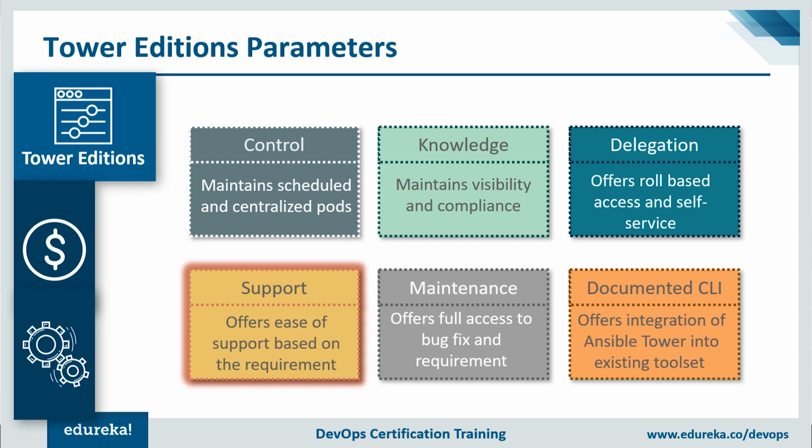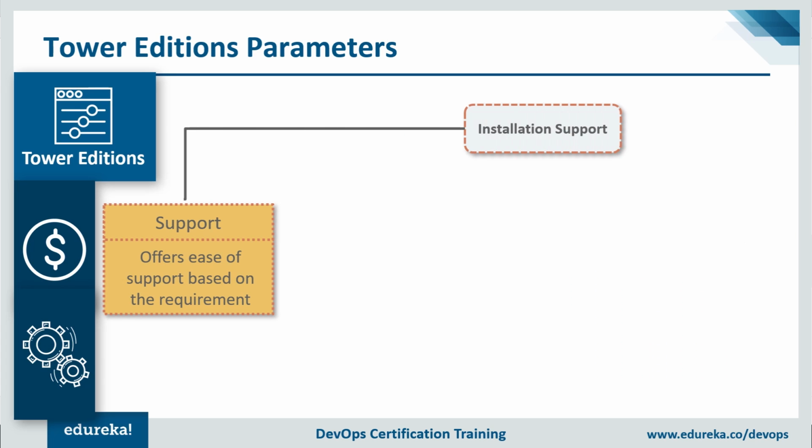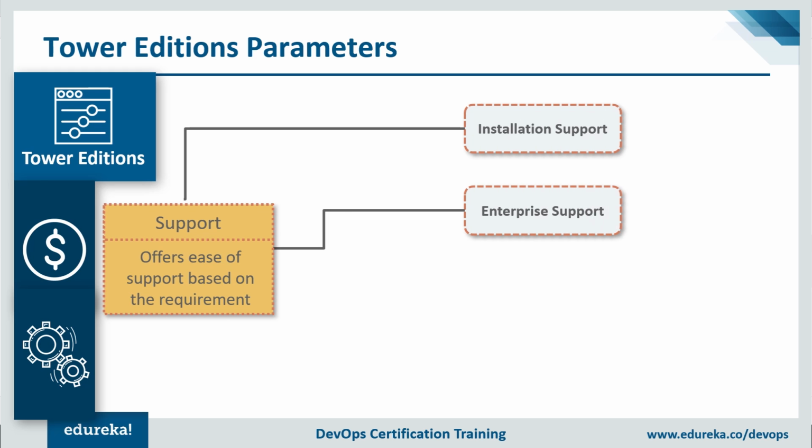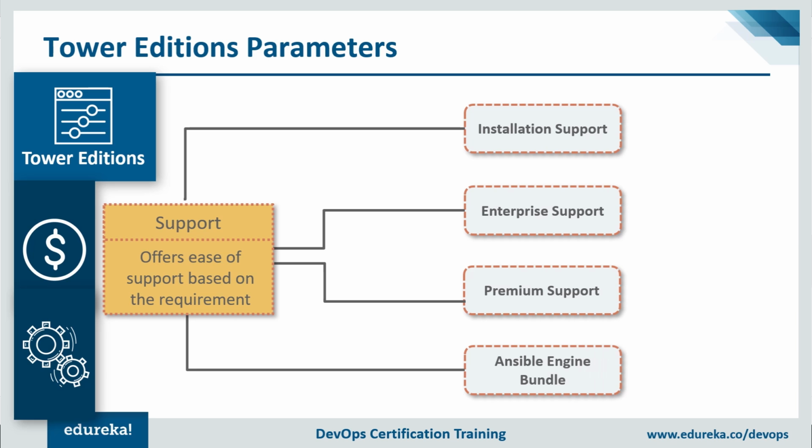Now moving on to the next category, that is the support category, where we're going to talk about the different kinds of support that the editions offer. We'll start off with the installation support, where you get up and running with Ansible and Ansible Tower. It also offers enterprise support, that is the 8x5 support. The premium support is 24x7 support, and the Ansible Engine bundle is the support for the Ansible Executable Engine and selected core modules and plugins.